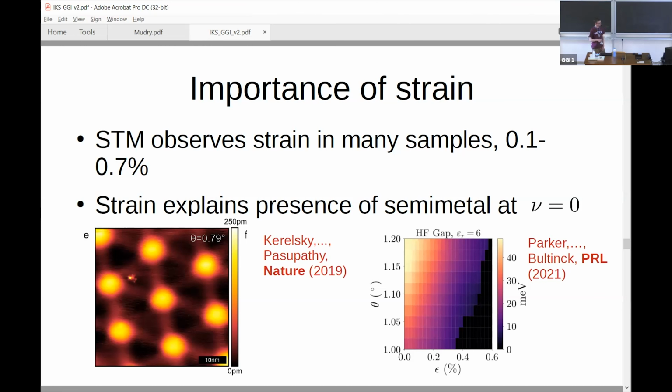And so it was slightly mysterious that at nu equals 0, you didn't find this KIVC state. Instead, you found some sort of semi-metal. And in this Hartree-Fock study, they showed that if you add strain, this is the epsilon shown on the x-axis, you can actually destroy this KIVC state, which is this gap state on the left, and you end up with a semi-metal, which is this black phase on the right. So this, including strain, helps us understand why we don't get the KIVC state at nu equals 0.